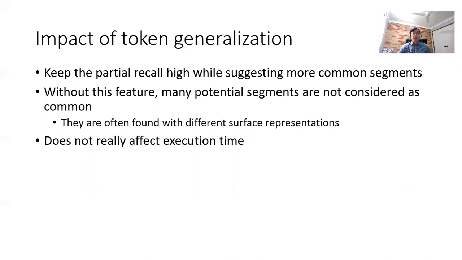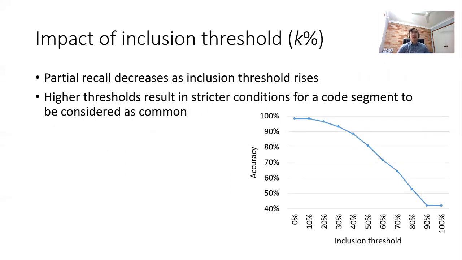First, token generalization. It basically keeps the partial recall high while suggesting more common segments. Without this kind of feature, many potential segments are not considered as common because they are often found with different surface representations, especially different variable names. Token generalization does not really affect execution time. And the second one is inclusion threshold, or K%.